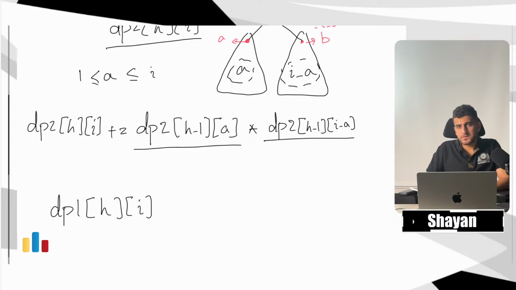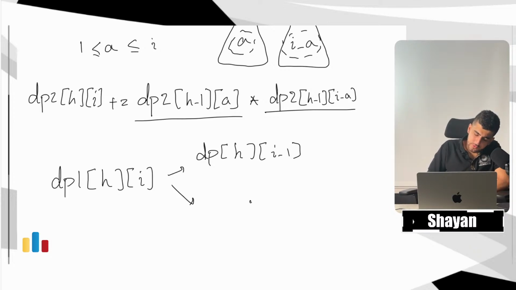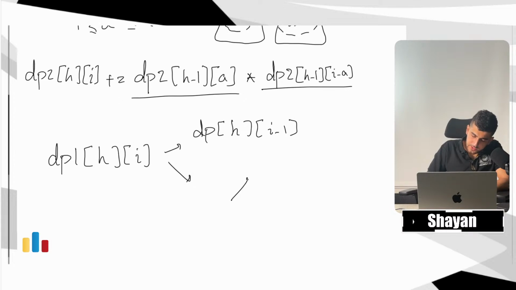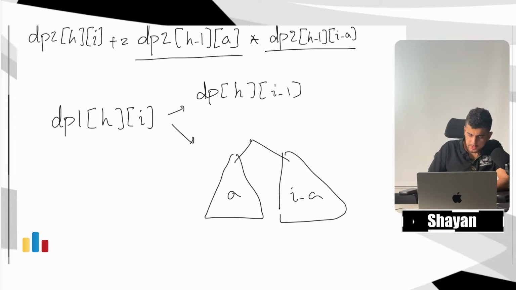And then let's say now I want to calculate dp1 of h and i. For dp1 of h and i, I need to make sure that it is deterministic. So first of all, again like before, if I had any operation on v itself, it's going to be updated from dp of h and i minus 1. If it is not, again I have two children, there will be a operations on the left child and i minus a operations on the right child.